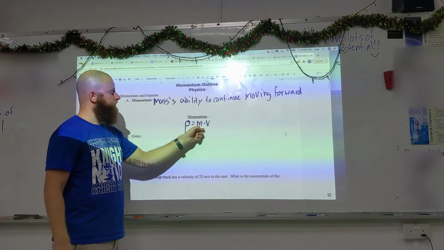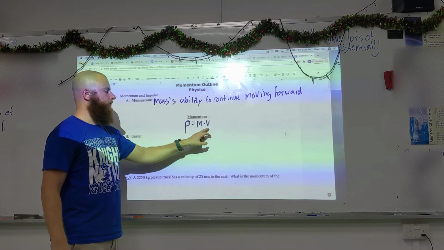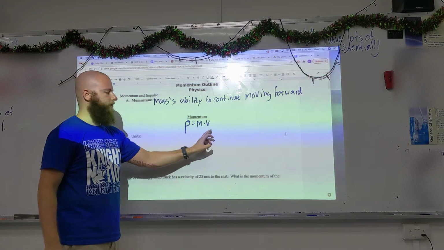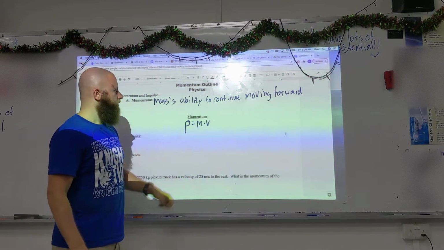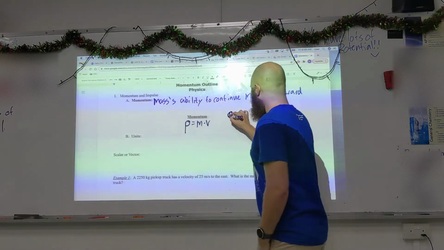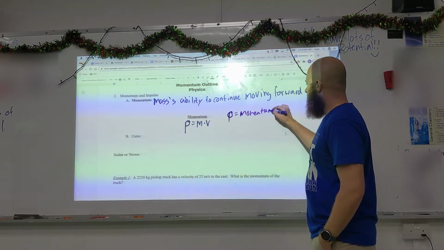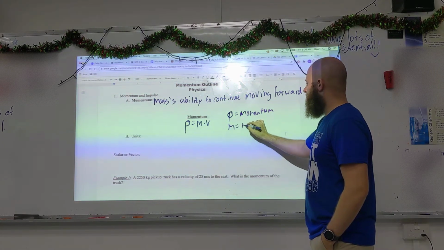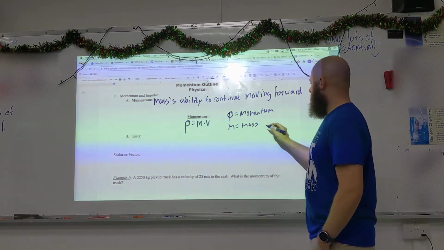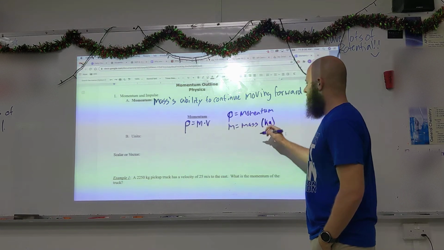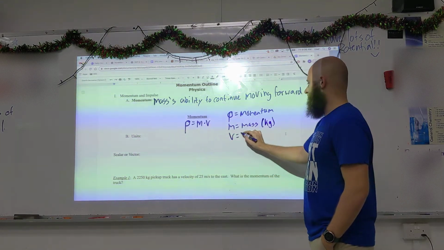You notice it's very similar to our kinetic energy formula, right? But it's a little bit different. Velocity and mass have the same amount of importance, whereas in kinetic energy, the velocity was more important. Okay? So let's just go through this. p stands for momentum. m stands for the mass. And what are the units for mass, everyone? That is right, kg. Okay? v stands for what? Velocity, yes.